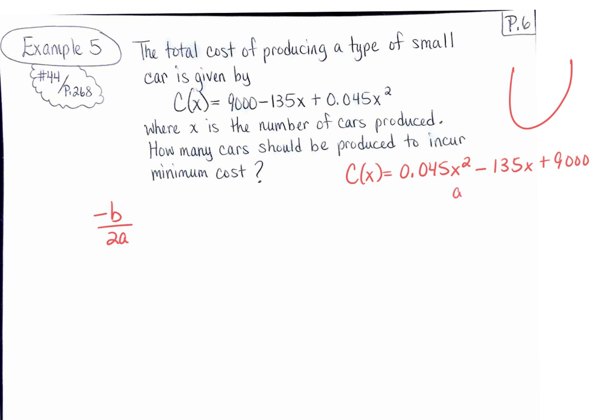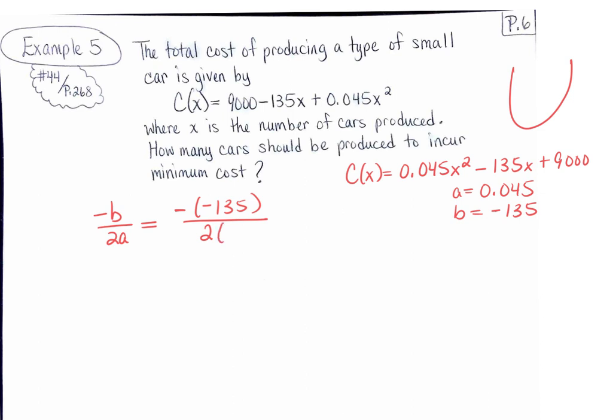What's A? 0.045. Good. And what's B? Negative 135. Do we need C? No, we don't need C. So let's just go with this. So negative B over 2A. Again, you can use your calculators if you wish. Negative B over 2A is the same thing as negative times negative 135 over 2A.